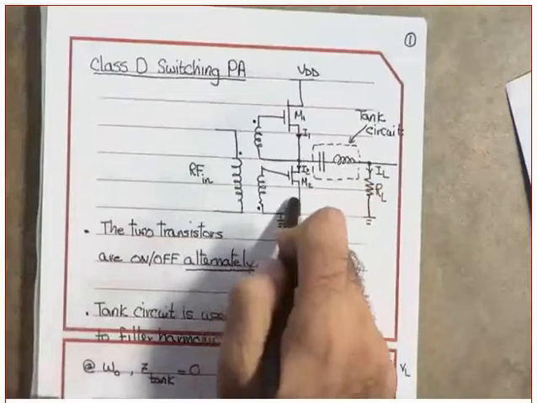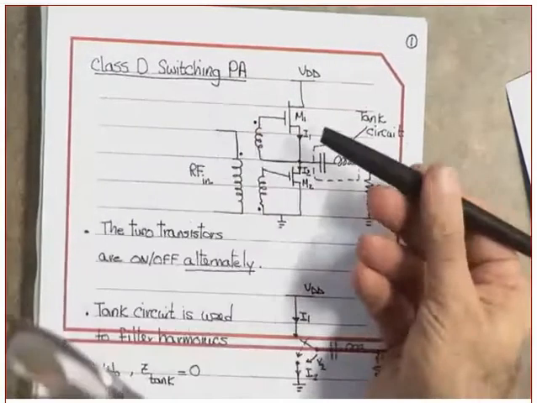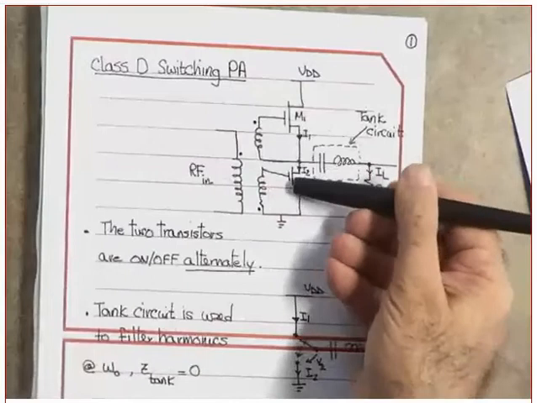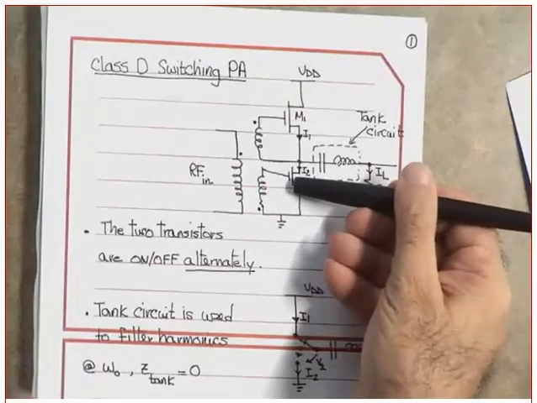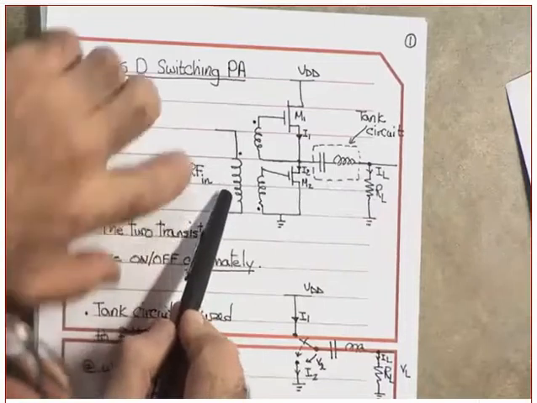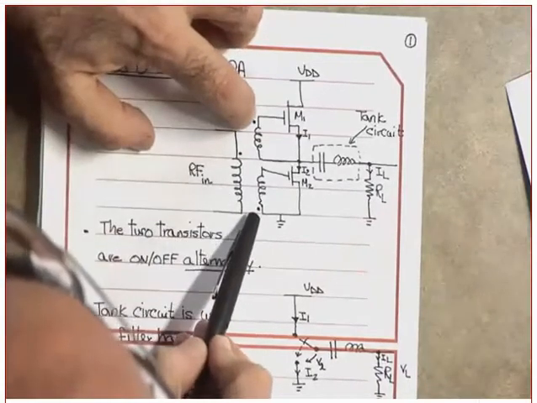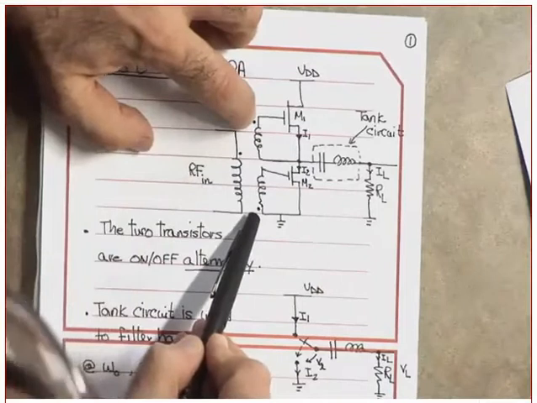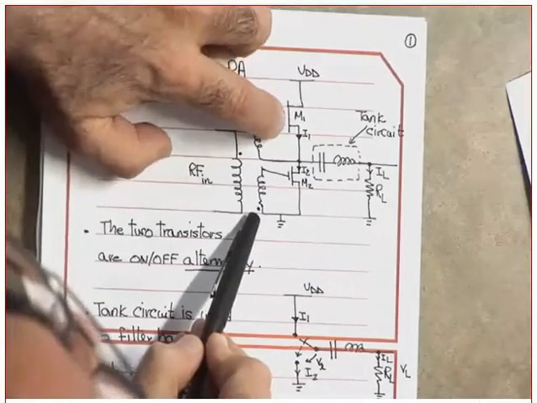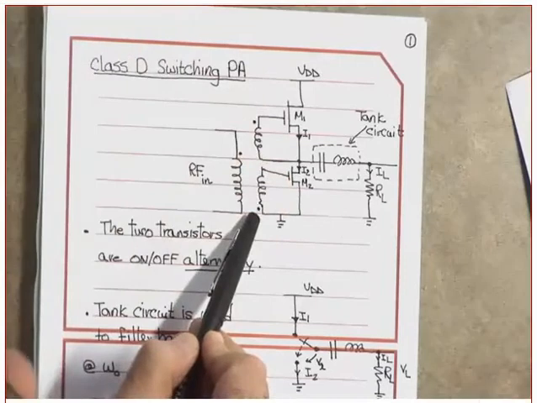Okay. Let's see if you can help me here. What do we have here? A class D switching power amplifier. What do you notice? We do have a pair of transistors. Do you notice, by the way, this transformer? This transformer means what? Look at the dot. There is a dot here, and there is a dot in here. It means when this one is on, this one is off, and vice versa. Clear?